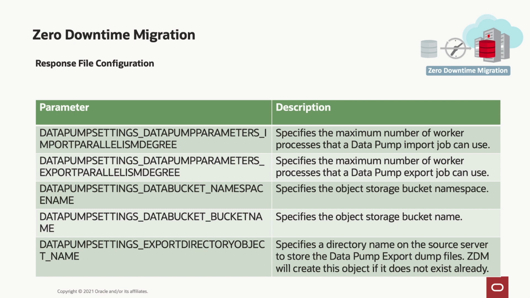Then we have the data bucket namespace, which is when we were creating the objects or bucket, I told you that you have to copy that namespace and also the bucket name. Finally, we have the export directory object name, which basically specifies the directory name on the source server to store the data pump export files that then ZDM will move to the object store. If it doesn't exist, ZDM will create the object.